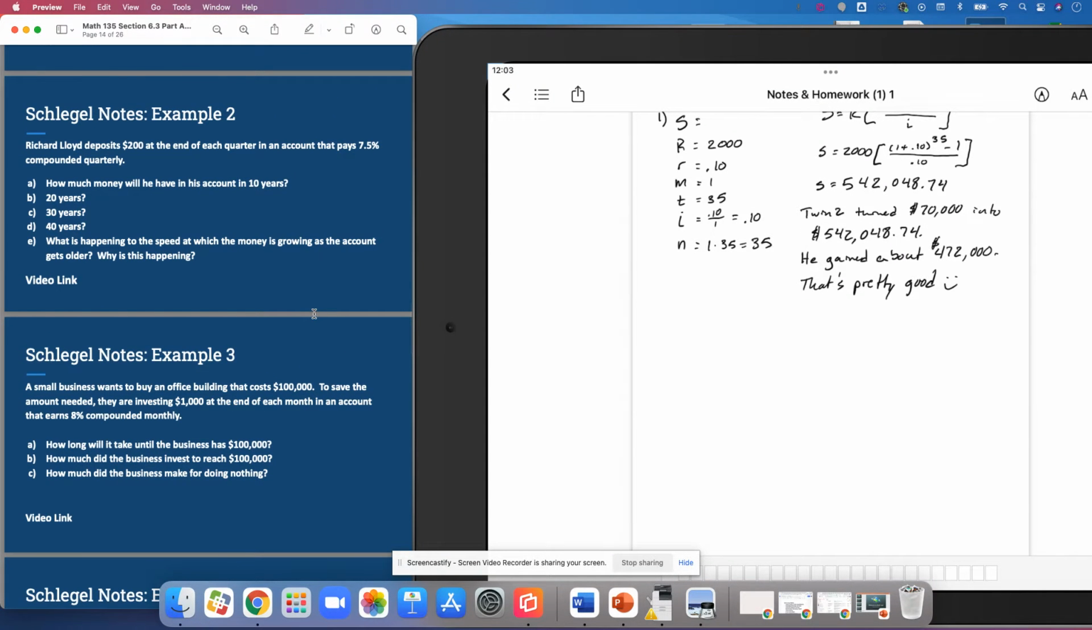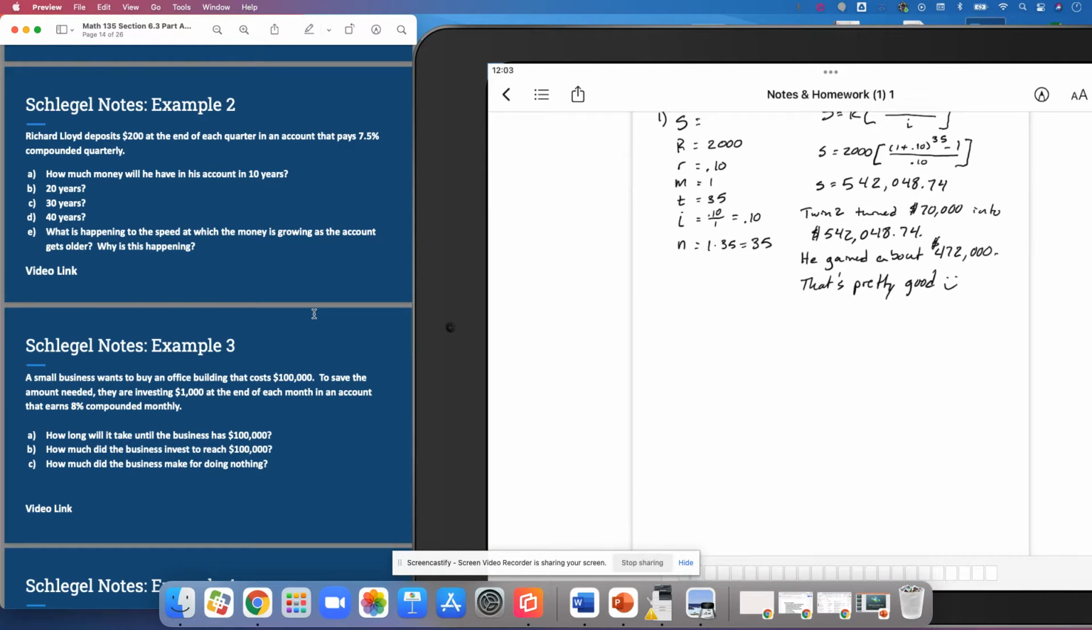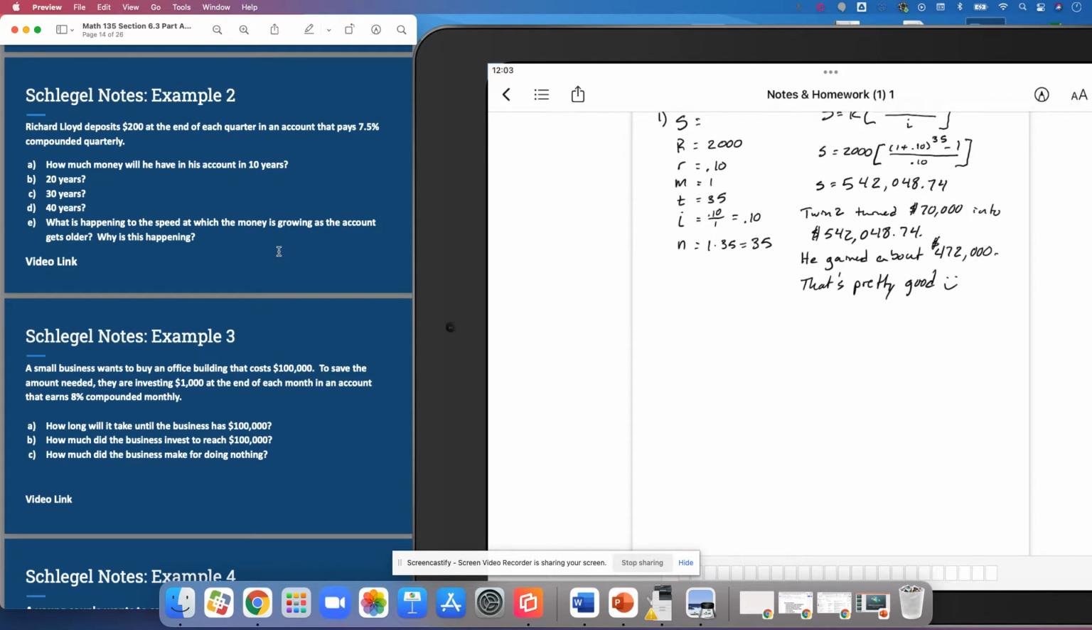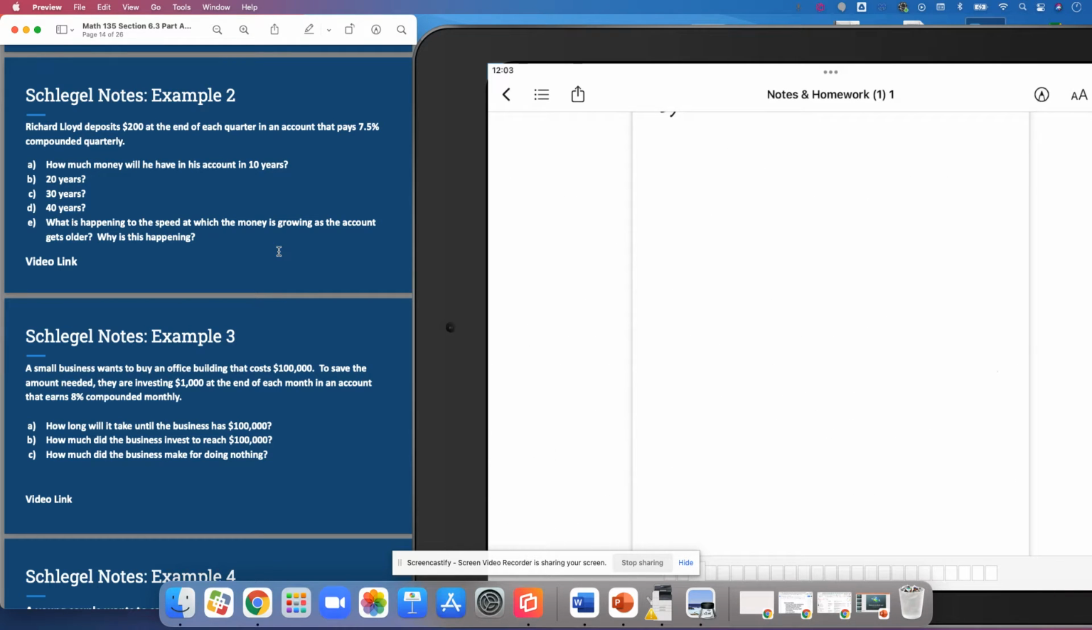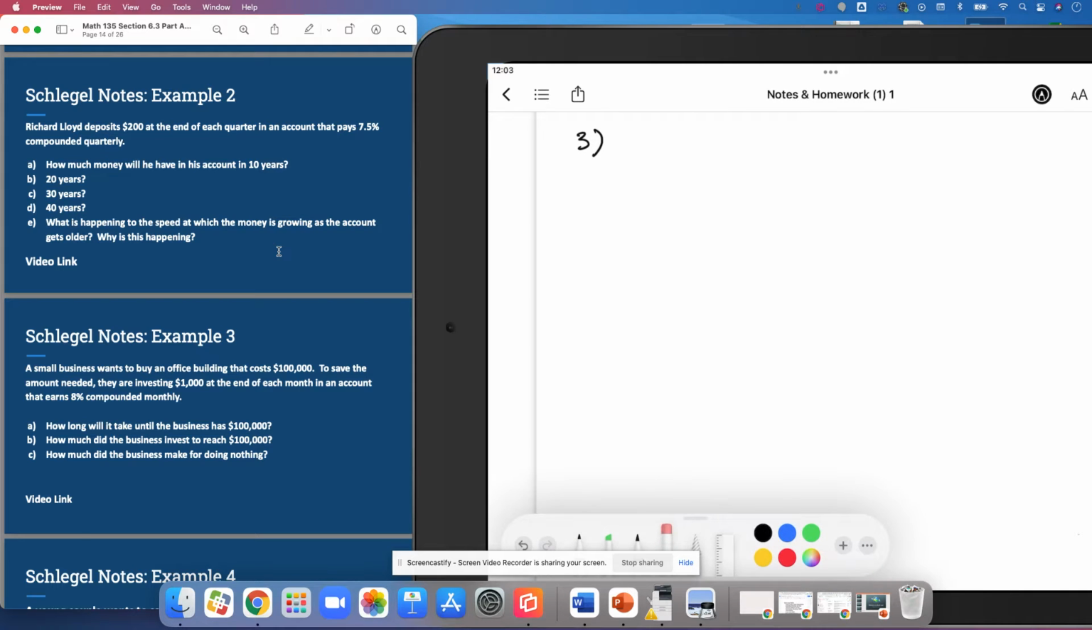So moving on to example 2, we've got Richard Lloyd deposits $200 at the end of each quarter, so every 3 months, in an account that pays 7.5% compounded quarterly. We are looking at this and beginning to train our brains to think, are we dealing with an annuity here, or compound interest, or a mixture of both? So this guy is making regular payments, which means that it's an annuity, and it is drawing 7.5% compounded quarterly. How much will he have in the account in 10 years?